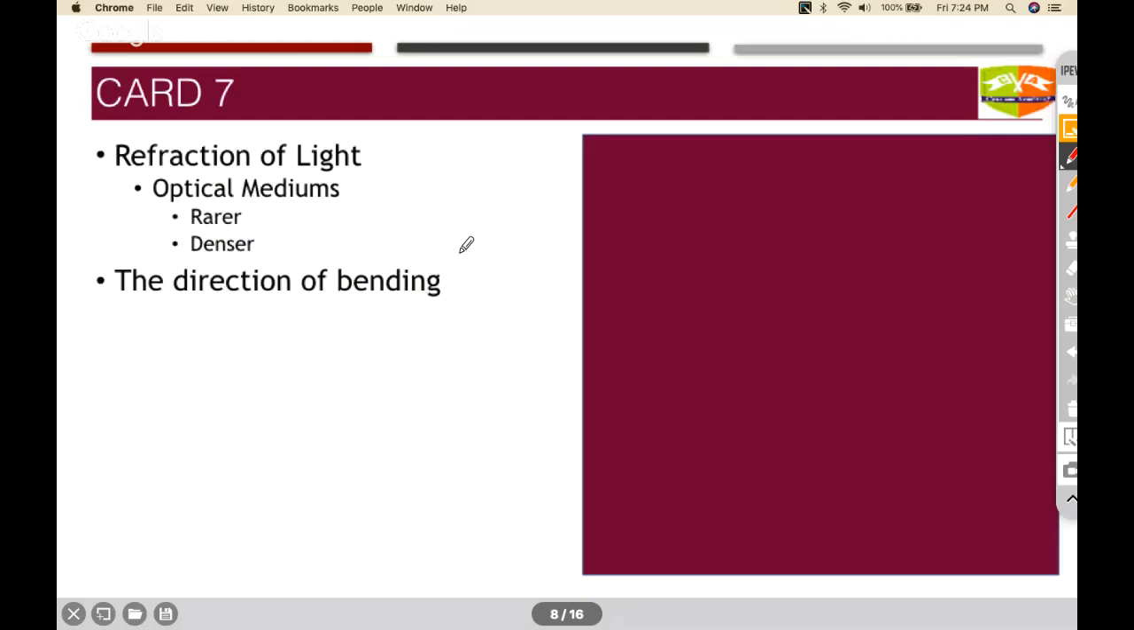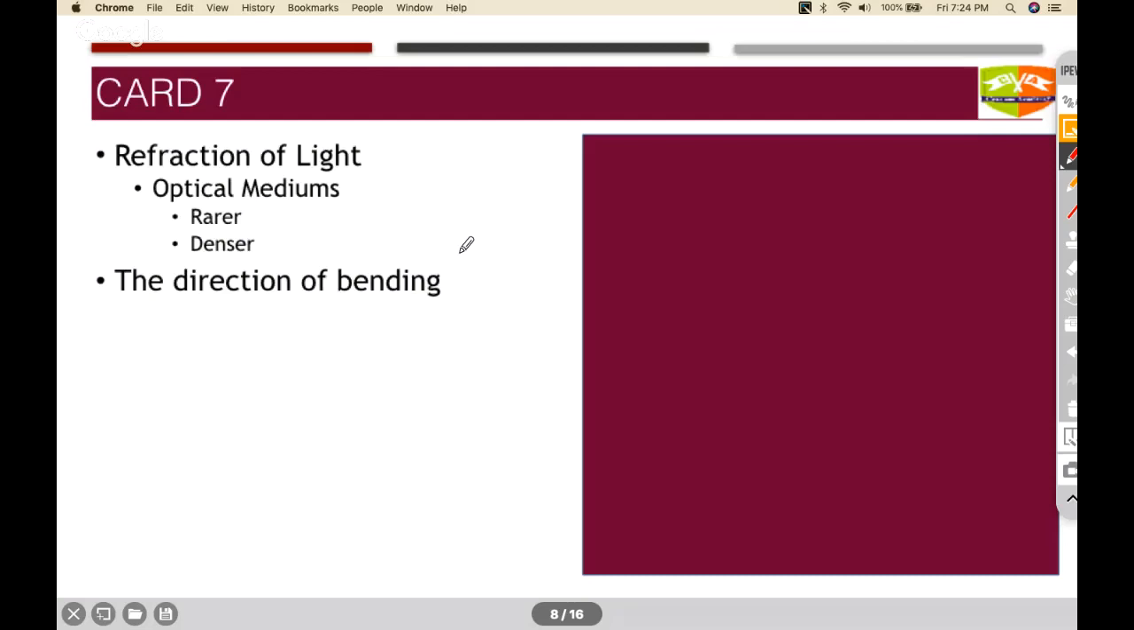Now optical medium can be classified into two categories. The first category is rarer optical medium. The second category is denser optical medium. So what is a rarer optical medium? As I have already told you, the speed of the light changes in different media. So if light goes from one medium to another such that the speed of the light increases.